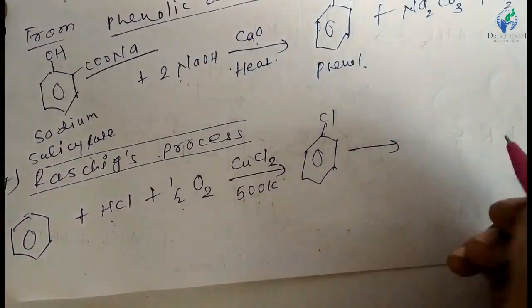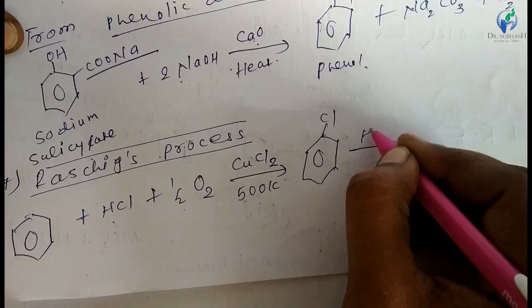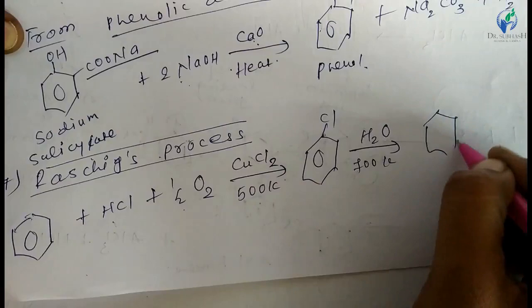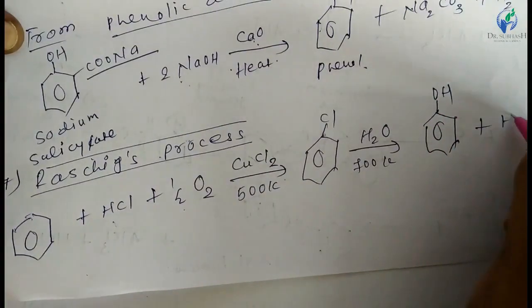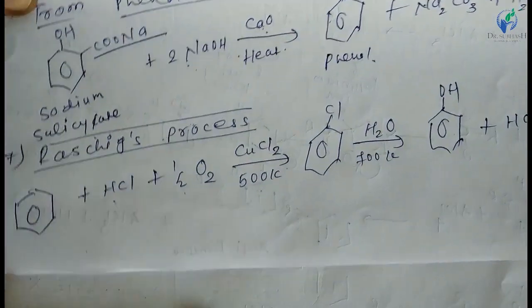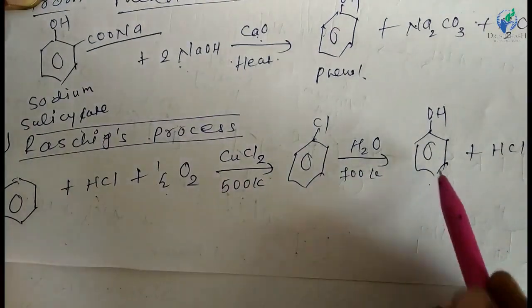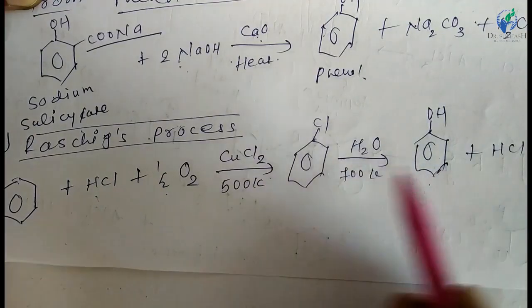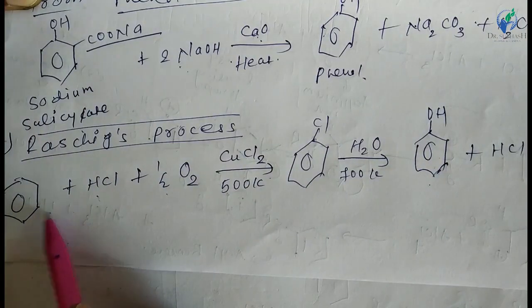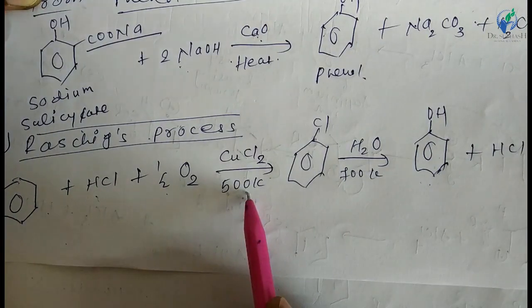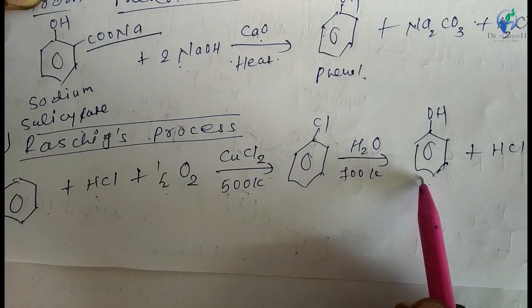Now chlorobenzene on heating with water at 700 Kelvin temperature produces phenol and liberates hydrochloric acid, right. So it is the Raschig process. In this process, benzene can be converted into phenol, right. So again, when conversion is asked, that is conversion of benzene to phenol, this reaction can also be used, as well as the Dow process. Both can be written in the answer of conversion of benzene to phenol, right.